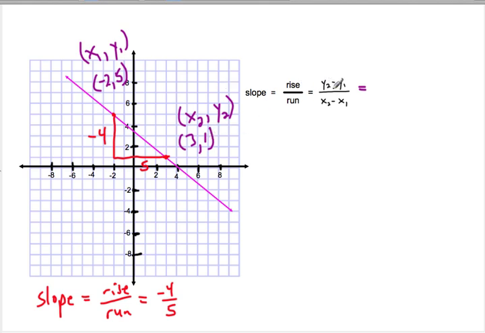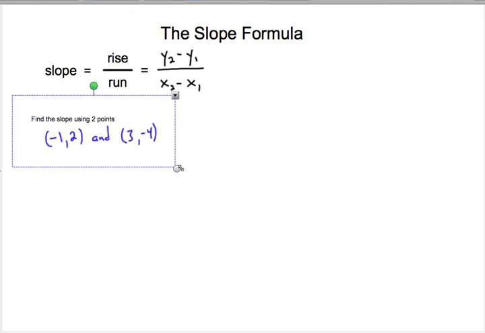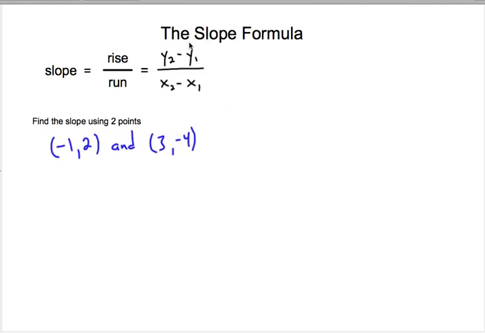So y2 is going to be 1 minus y1, which is 5. And then x2 is 3 minus x1, which is -2. And so we get 1 minus 5 over 3 plus 2, so -4/5, which is exactly what we got visually. And so even if we don't have a visual, using just that formula, we can figure out the slope, even if we don't want to take the time to graph it.